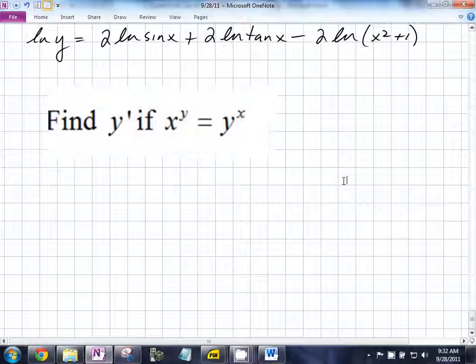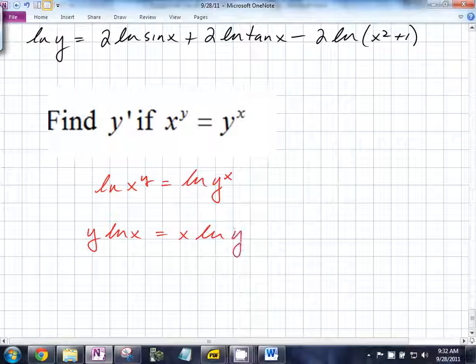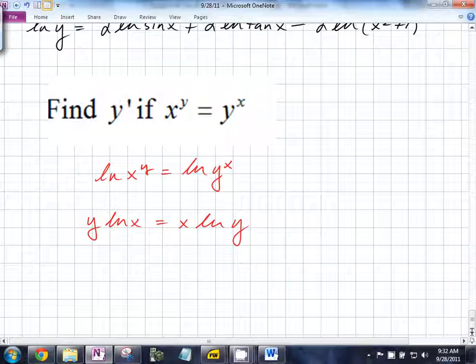Now you take the derivative. What do you have to use on both sides? Product rule. Very good. The derivative of the first is, on the left, y prime ln x plus y times the derivative of ln x, which is 1 over x, equals the derivative of the first times the second plus the first times 1 over y times y prime.